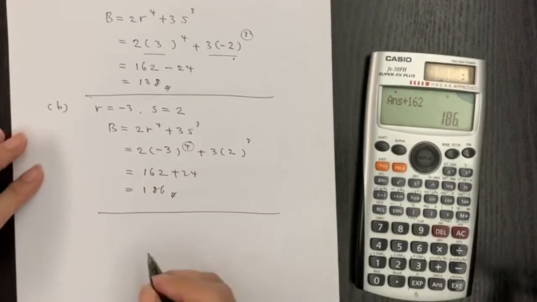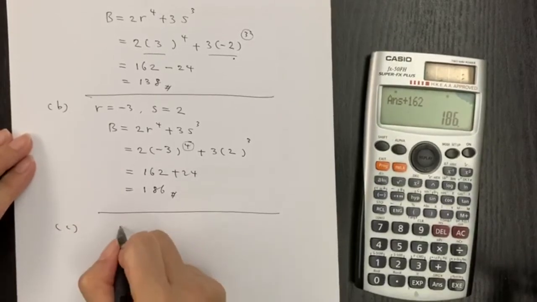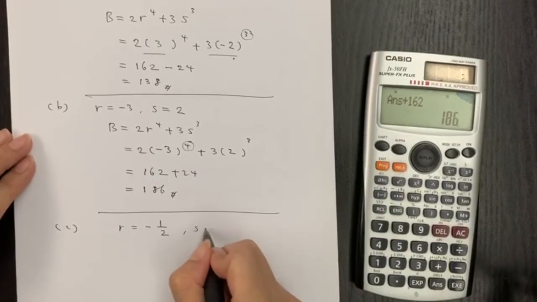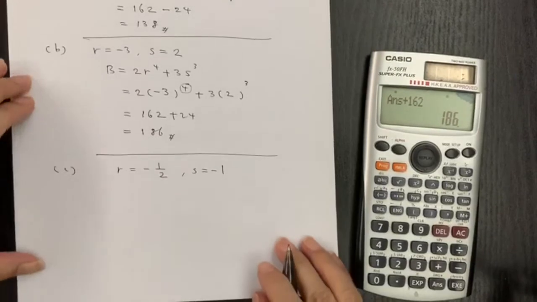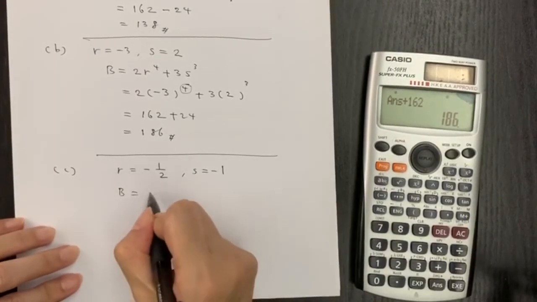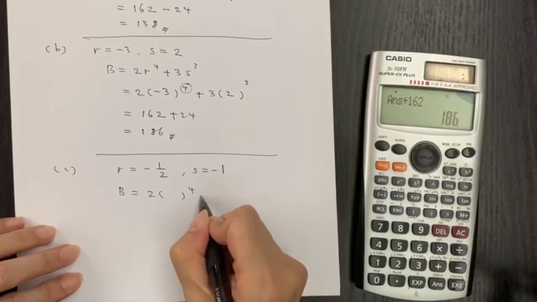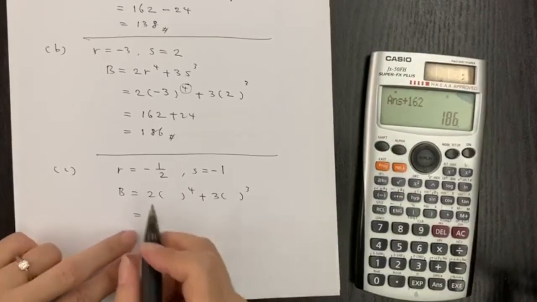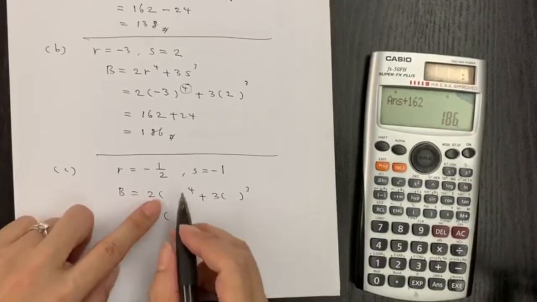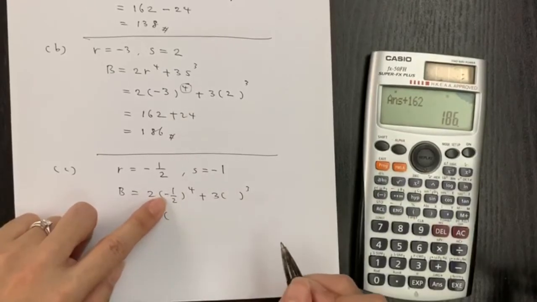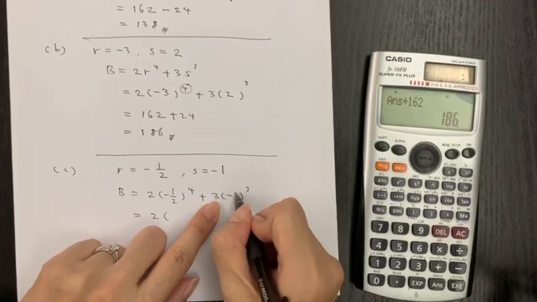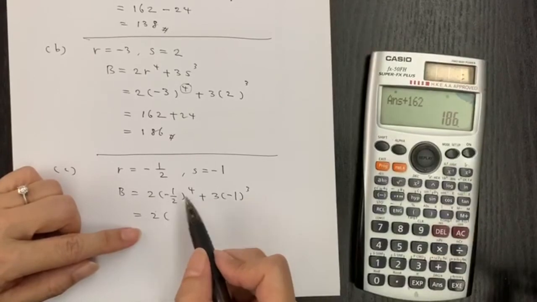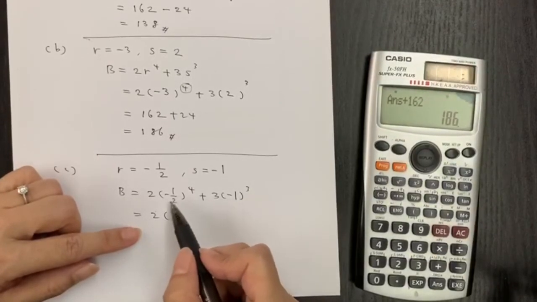All right, so do one more. Okay, now R is minus 1 over 2, and then S is equal to minus 1. Okay, negative 1. All right, so B is 2 to the power 4. Now again, use brackets for substitution, which is very, very important. So I have 2 times the bracket of minus 1 over 2, to the power 4, plus 3 times the bracket of minus 1, to the power 3. Now, since this is negative and the power is 4, it doesn't matter, because whenever we have an even number, the whole thing will be positive, right?